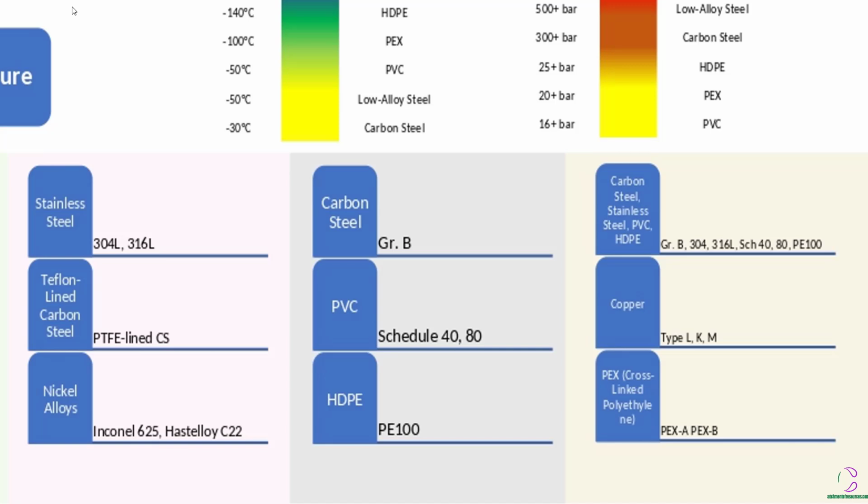So these are a list of the different most likely pipes and grades that will be used for these different industries. So this is an overview that can give someone a mental picture of what is required in different industries.